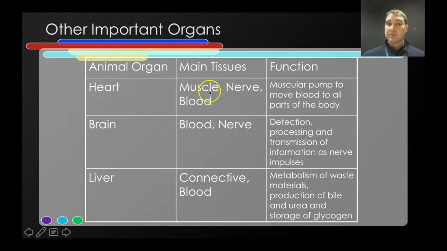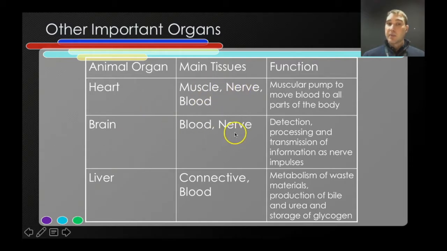So hearts. A heart is made of muscle, nerve and blood tissue, mainly muscle tissue, cardiac muscle tissue. And its job is to pump blood around the body. So because it's got muscles that can pump, it's got nerves that can take information from the brain and other places to tell the muscle cells how to pump, and also contains blood because it pushes the blood around the body. So it's got several different tissues there.